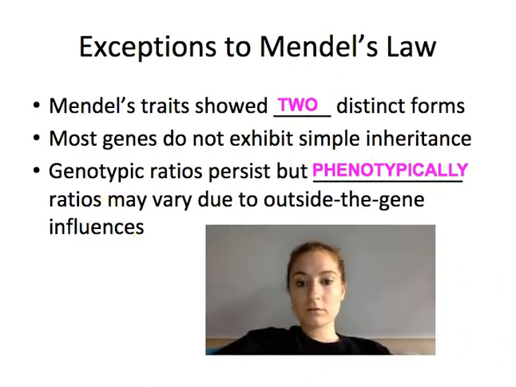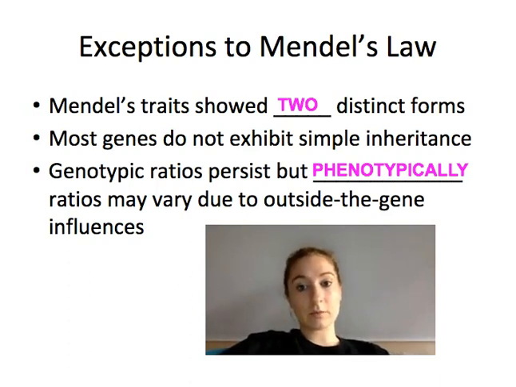So in Mendel's traits, he just looked at two different traits, so dominant and recessive. And now there are going to be exceptions to that. Most genes in our body do not exhibit the simple monohybrid, dihybrid traits, so we're going to look into more realistic examples of that.